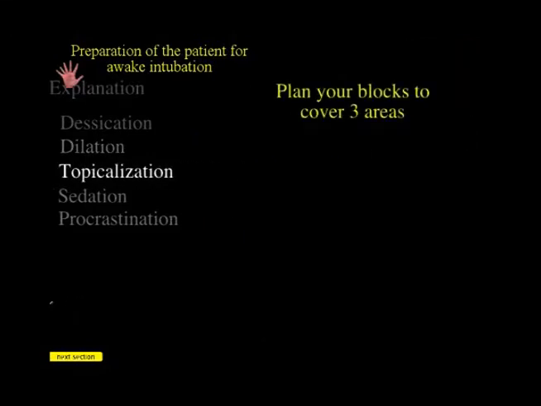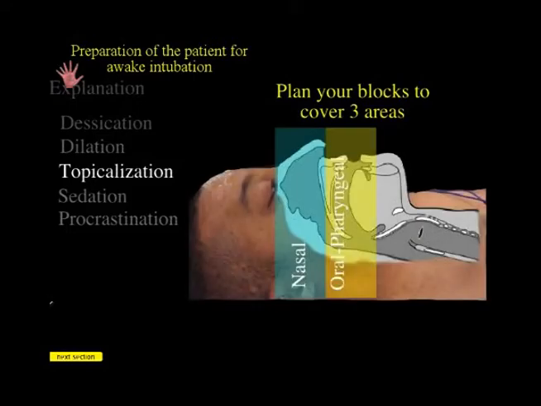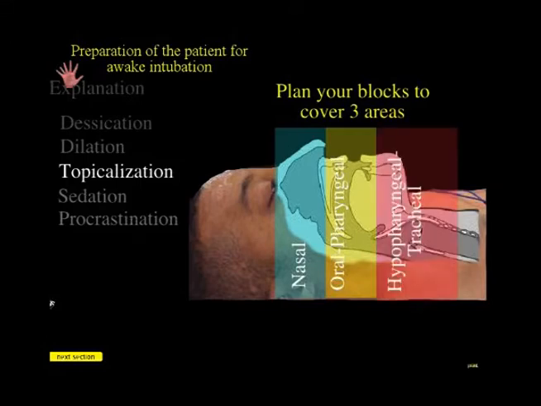Topicalization. People are always concerned about how they're going to block these airways. What's the right block to use for a fiber optic intubation, for an awake glidescope intubation? I am very consistent. I do the same blocks for every single airway, every single awake intubation. And what I say is plan three blocks. Three separate blocks, you're going to cover three separate areas: the nasal area, the oropharyngeal and pharyngeal area, and the hypopharynx, larynx, and trachea.